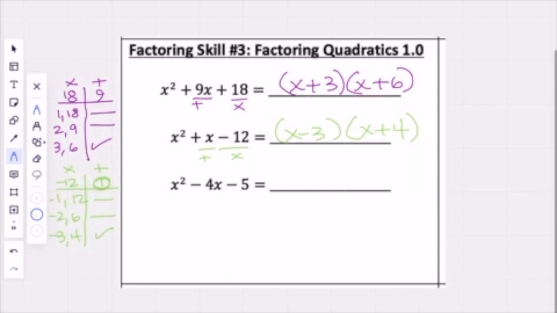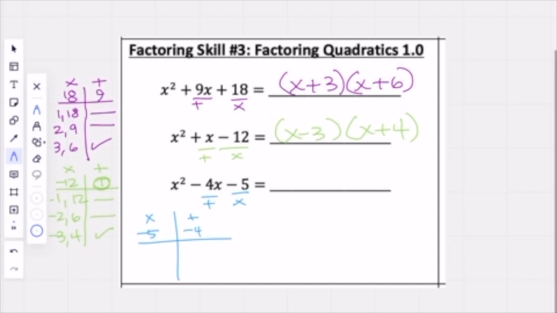All right, last example. What do we have here? We have x squared minus 4x minus 5. So what multiplies to make negative 5 but adds to make negative 4? So we've got something that multiplies to make negative 5, adds to make negative 4.